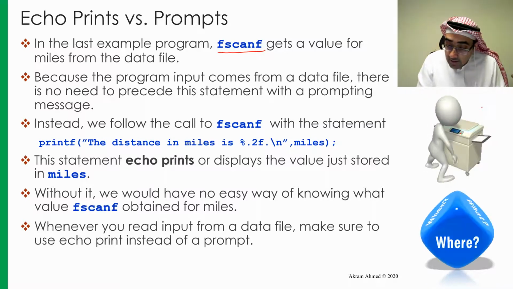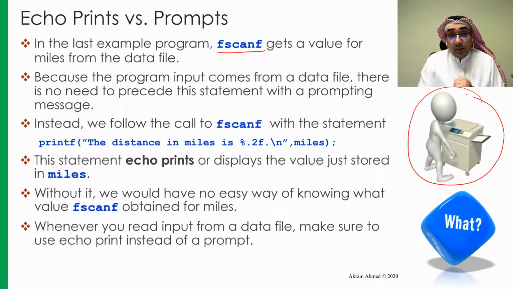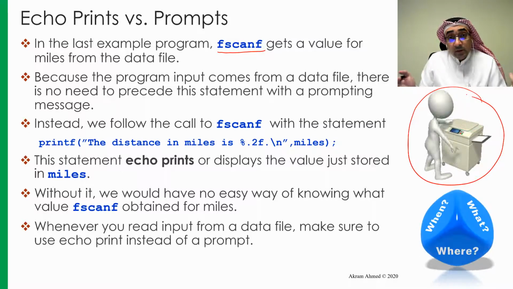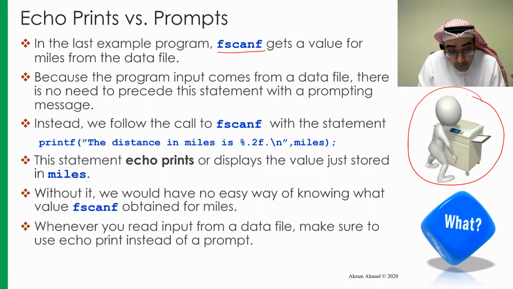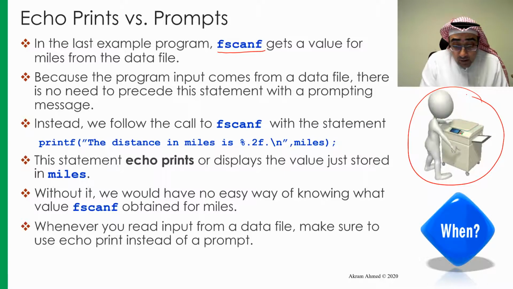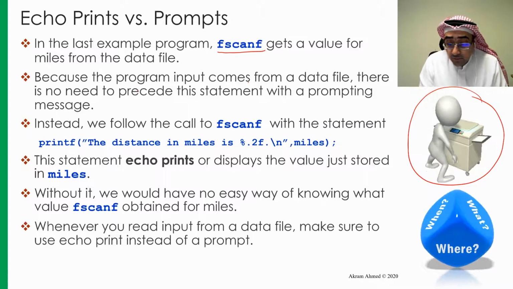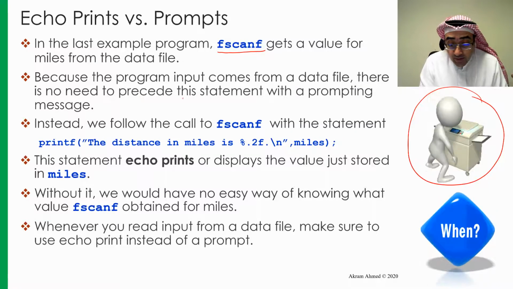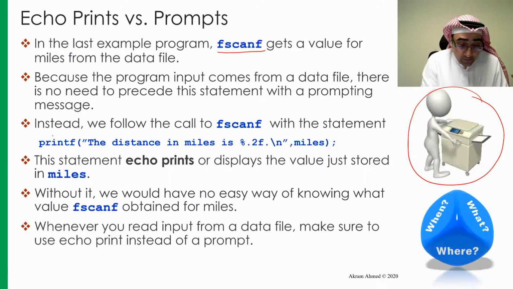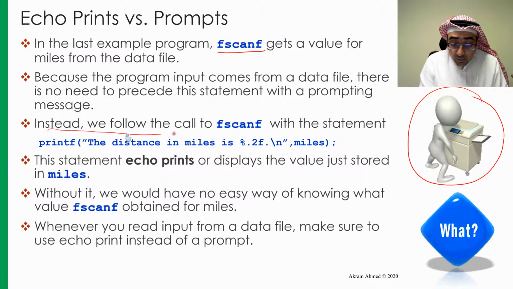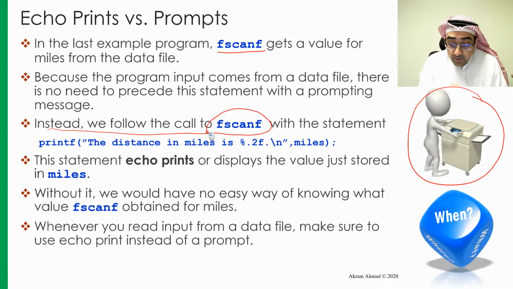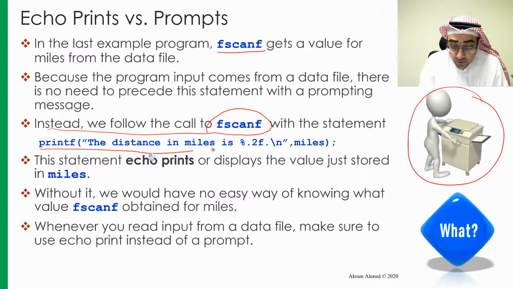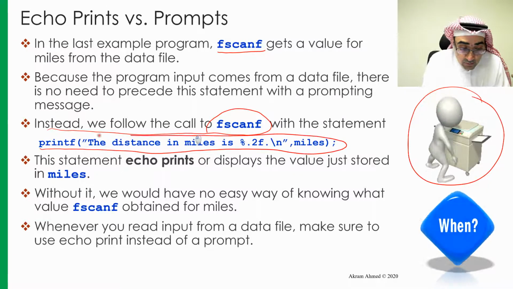So echoing is basically something like copying. We copy the input and we put it in the output so that we can actually show him what we were working on, okay? The program input comes from a data file, so there is no need to precede this statement with a prompting message. Instead, we follow the fscanf with a printf statement. So we print to the user the miles, okay?